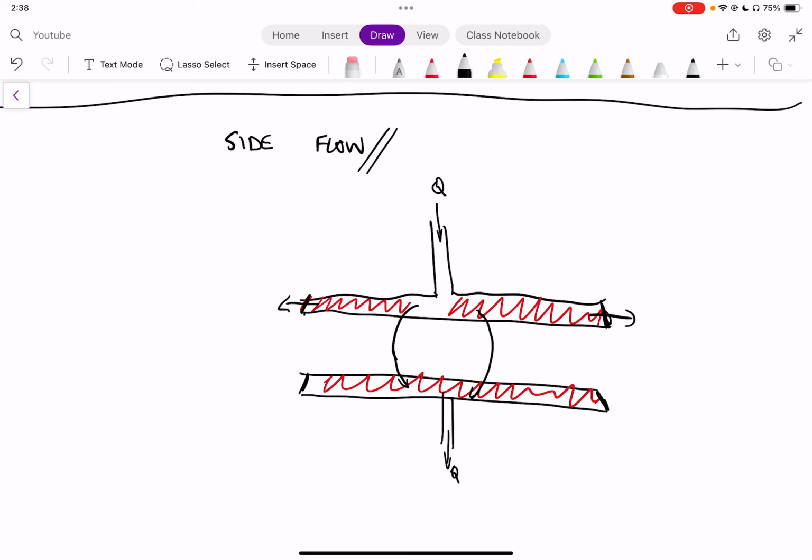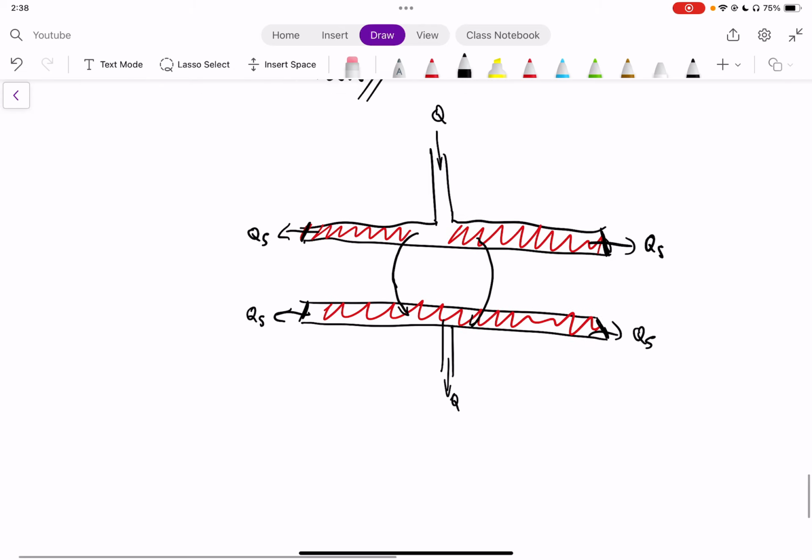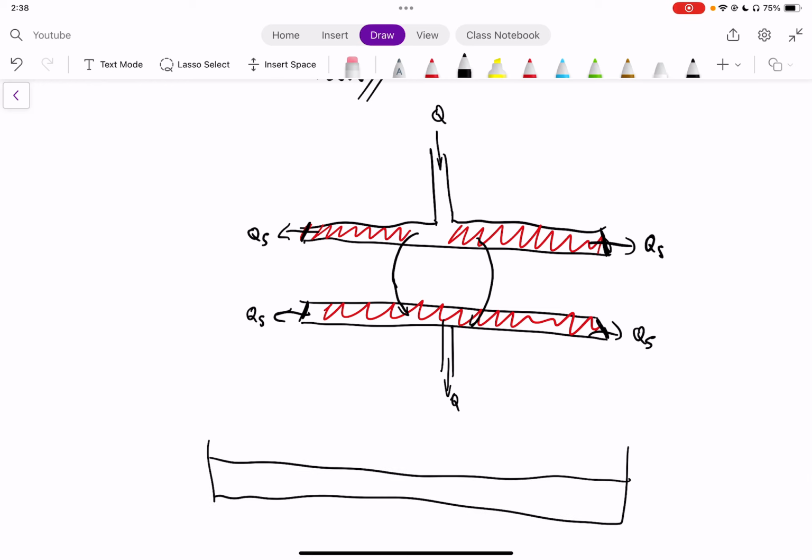But your Q going down is not going to be the total Q. It's going to be a little bit less because there's going to be some Q to the side as well. So you're going to have some QS exiting through the side. But it's all going to be brought back into basically an oil sump, like an oil reservoir, and then the oil reservoir will have a line back into here. So that's kind of how it works for side flow and total flow.